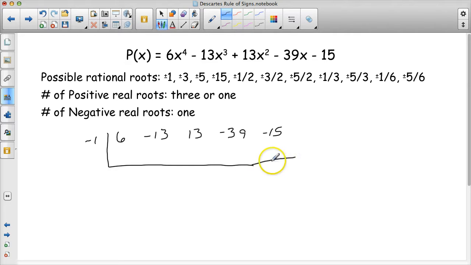Of course, you're going to use the pause button as you work, and if you don't remember how to use synthetic division, you want to go back to the video on synthetic division. So remember, we're going to drop the first coefficient, our leading coefficient, and we're going to multiply that times our divisor, so 6 times -1. And that gives us -6. And then we're going to add to that the -13.